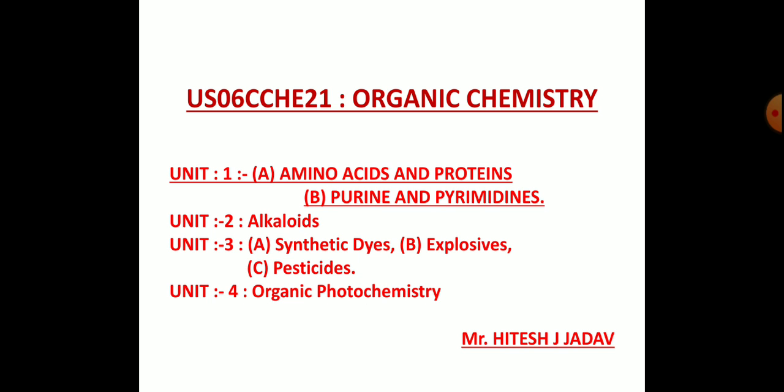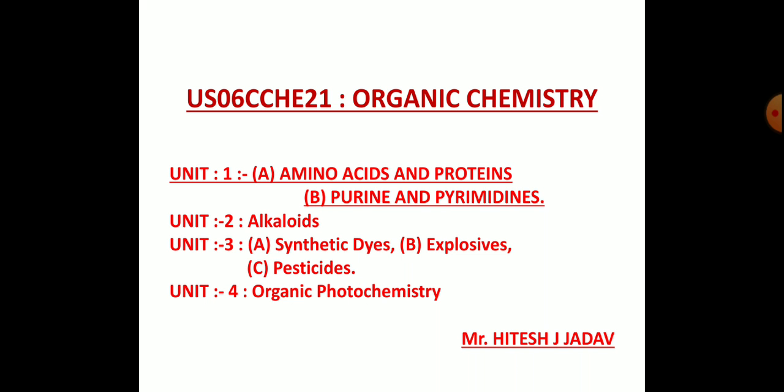Unit 3 is divided into 3 parts. Part A is synthetic dyes, explosive. Part B and Part C is pesticides. This unit contains introduction to dyes, some synthesis of dyes, introduction to explosive, preparation of explosive, and preparation and synthesis of pesticides. Unit 4, last unit. It contains organic photochemistry. Organic photochemistry contains principle of photochemistry, photochemical energy, excitation of electron, Jablonski diagram, etc.